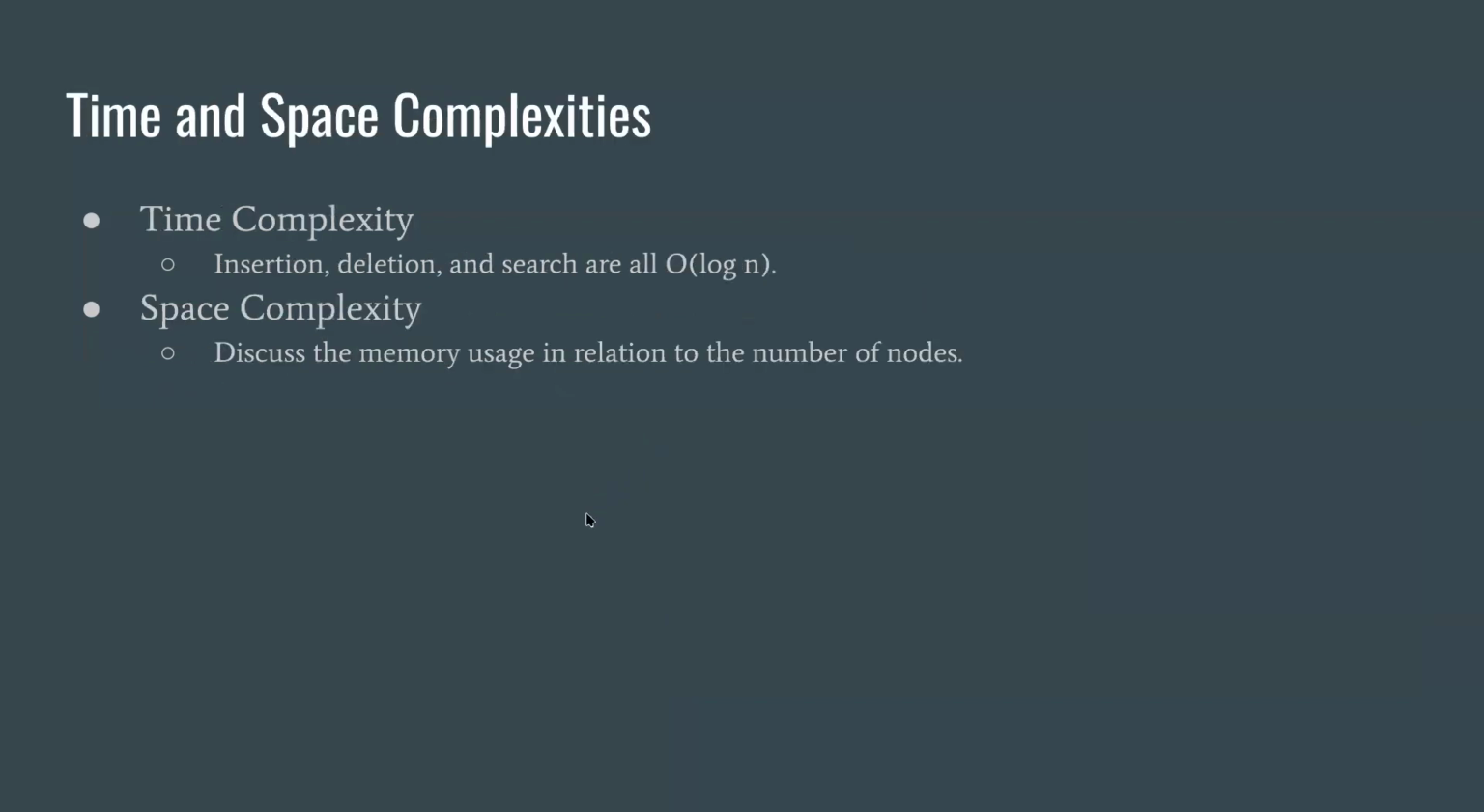Time and space complexities. The operations of insertion, deletion, and search in an AVL tree all have a time complexity of O(log n), and this efficiency is due to the tree's balanced nature. For space complexity, it primarily involves storing the nodes themselves and the balance factors, but overall it is linear with respect to the number of nodes in the tree.